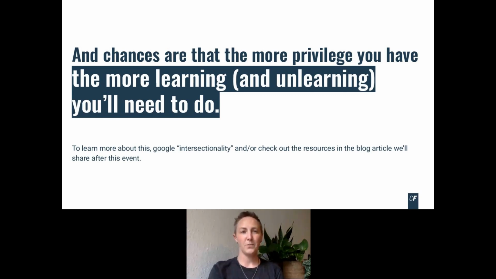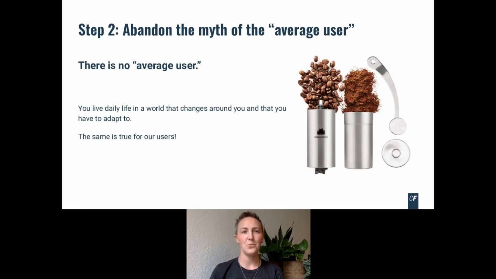All right, so moving on to step 2. And I have a coffee grinder on there for a reason. Let me move my coffee so I don't spill anything. Abandon the myth of the average user, all right? Hear me when I say this, okay? There is no average user. It does not exist, all right? Is there a bell curve somewhere in the user base? Yes, probably. Should we write only to the majority in that bell curve? Absolutely not. And we'll talk about why right now.